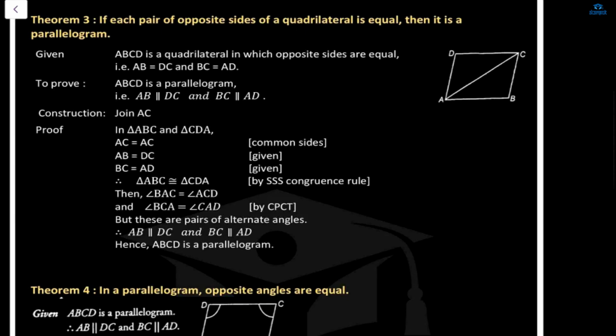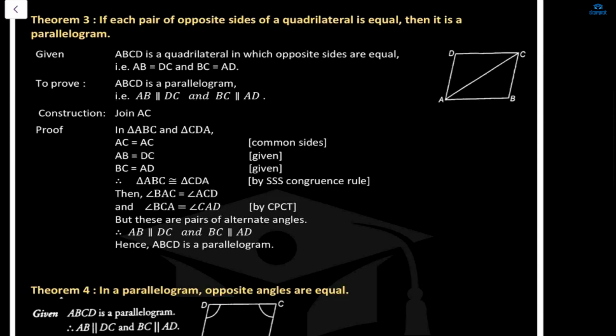If each pair of opposite sides of a quadrilateral is equal, let's draw a quadrilateral. ABCD is a quadrilateral in which it is given that each pair of opposite sides is equal. Each pair means AB is equal to DC and BC is equal to AD. This is given here. Now we have to prove that the given quadrilateral ABCD is a parallelogram.